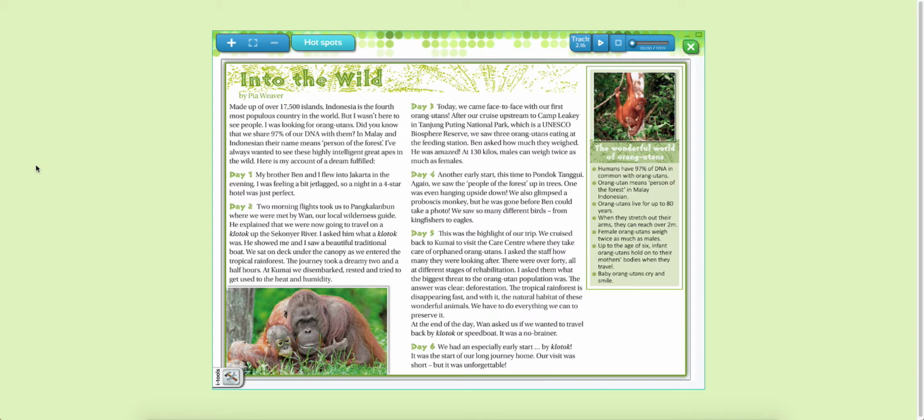Okay, so they arrived at this national park, Camp Leakey, and they found the first orangutans. Let's go with day number 4. Samu, can you please continue with day 4?